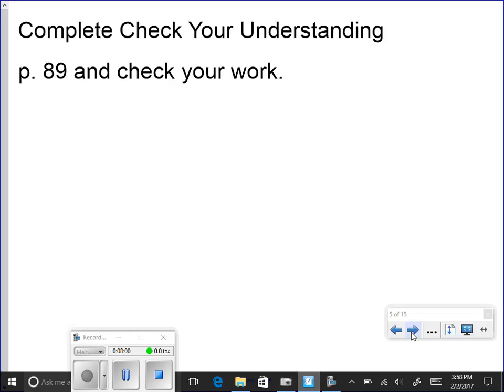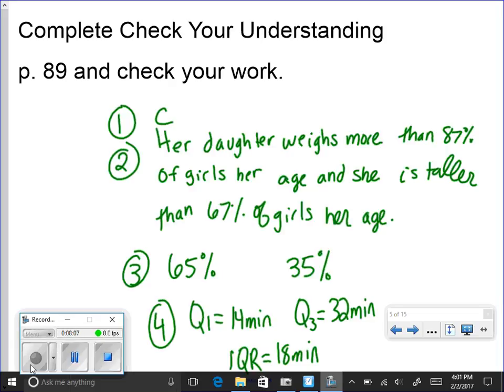So pause the video, take a minute, and I want you to try the check your understanding on page 89. All right, so here are your answers. The multiple choice for number 1, the answer was C. If you have questions about that, just let me know in class and we'll go over it. The second question asks you to explain what the percentiles mean. So the 87th percentile means her daughter weighs more than 87% of girls her age, and she is taller than 67% of girls her age.